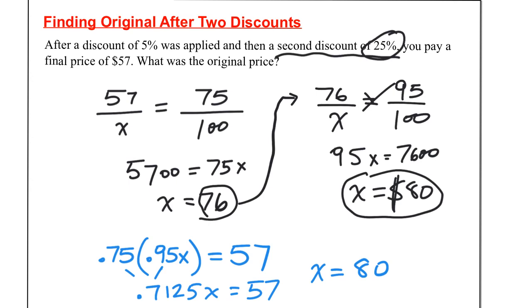So this is double discounts, working both ways, applying double discounts, and then kind of working backwards to find an original amount. We'll talk more about this in class on Thursday.